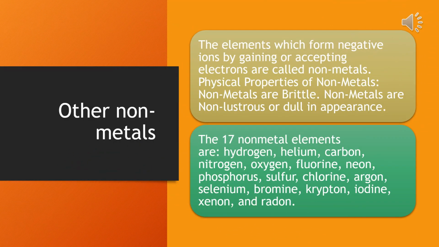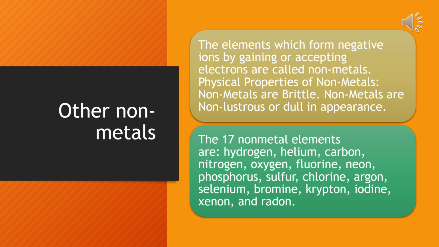Other nonmetals. The elements which form negative ions by gaining or accepting electrons are called nonmetals. Physical properties of nonmetals. Nonmetals are brittle. Nonmetals are non-lustrous or dull in appearance.